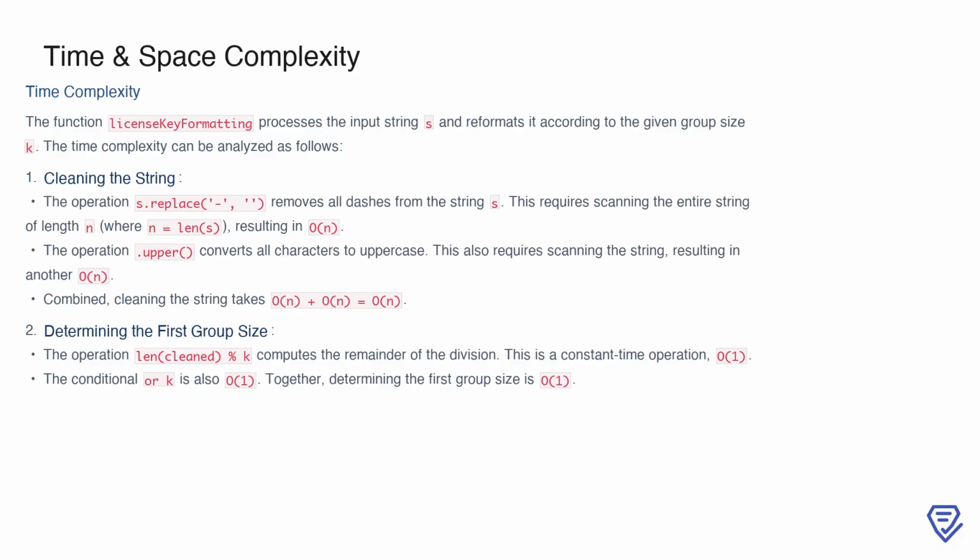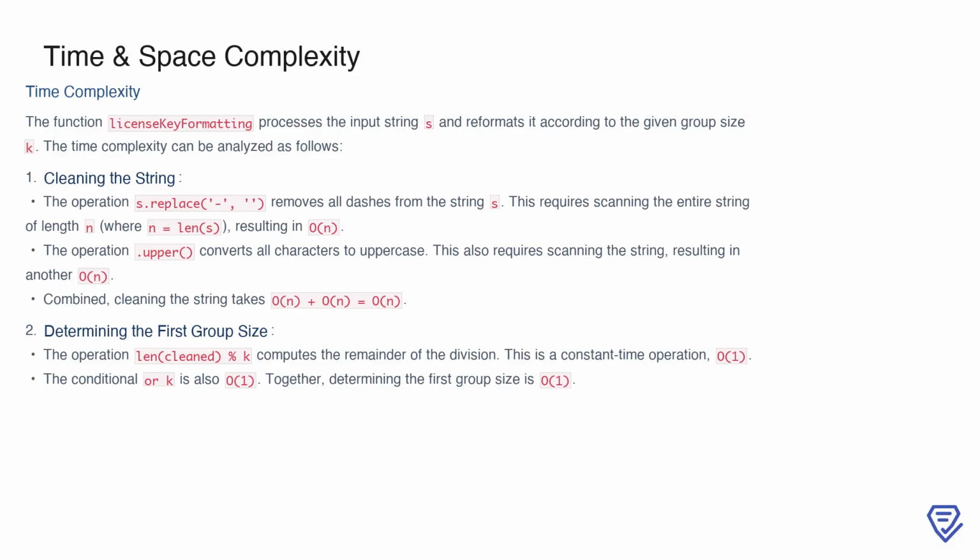Next, the .upper operation converts all characters in the string to uppercase. Similarly, this also involves processing each character in the string, adding another n to the time complexity. Since these two operations are performed one after the other, the total time for cleaning the string is n plus n, which simplifies to n.